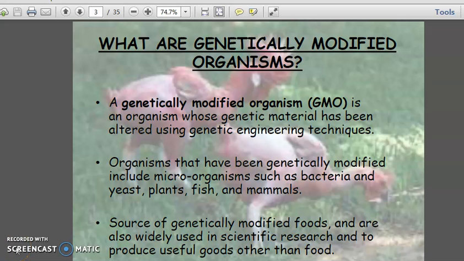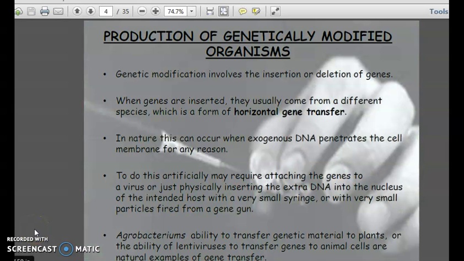Just like the genetically modified fruit, there are genetically modified organisms. An organism whose genetic material has been altered using genetic engineering techniques is termed a genetically modified organism. Organisms that have been genetically modified include microorganisms such as bacteria, yeast, plants, fish, and mammals. When genes are inserted, they usually come from a different species, which is a form of horizontal gene transfer.